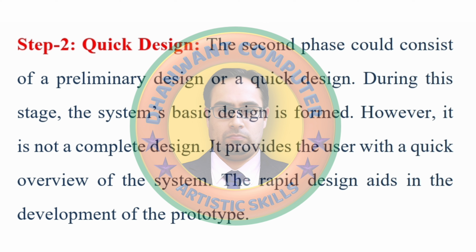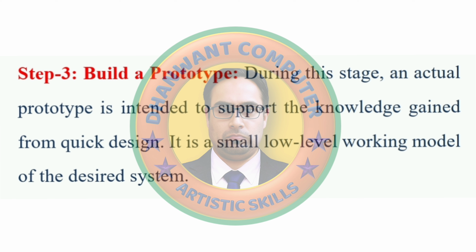Step 2. Quick design. The second phase could consist of a preliminary design or a quick design. During this stage, the system's basic design is formed. However, it is not a complete design. It provides the user with a quick overview of the system. The rapid design aids in the development of the prototype. Step 3. Build a prototype. During this stage, an actual prototype is built to support the knowledge gained from quick design. It is a small low-level working model of the desired system.